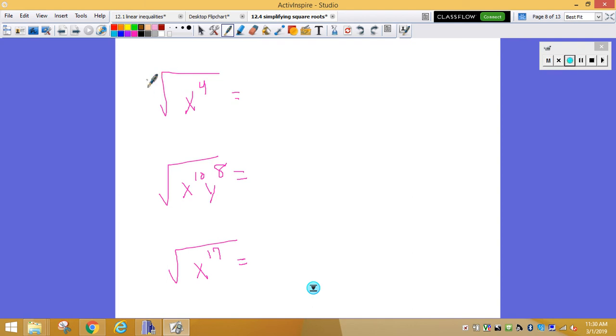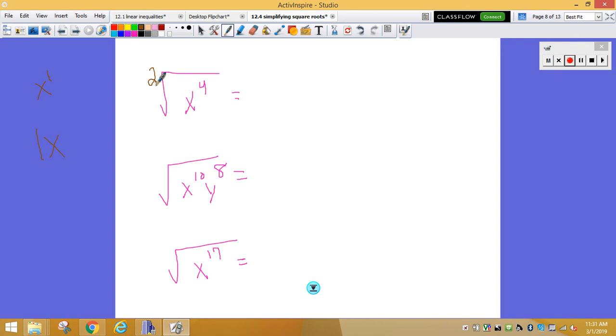So if they don't put a number here, it's really a 2. It's kind of like when we had an x and they didn't put an exponent, we'd always put a 1 there. Or if I'm talking about the whole number, they don't put the whole number of 1 on the front. Same concept. They're not going to put the index out here.